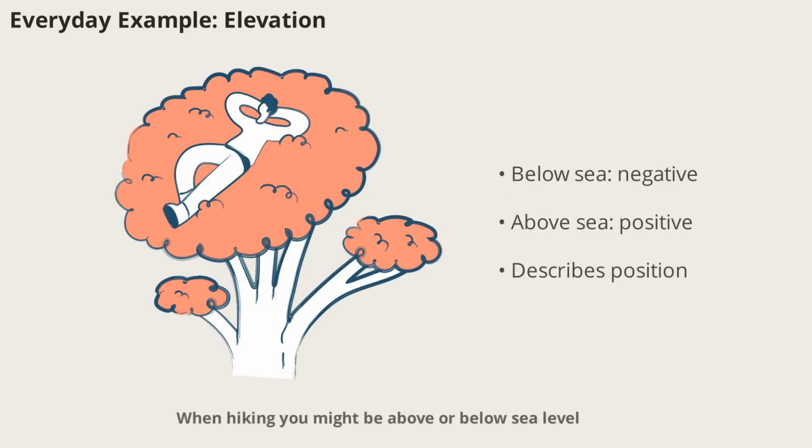When hiking, you might be above or below sea level. If you're 100 feet below sea level, that's negative 100 feet. If you climb to 500 feet above sea level, that's plus 500 feet. These numbers help describe your position in the world.